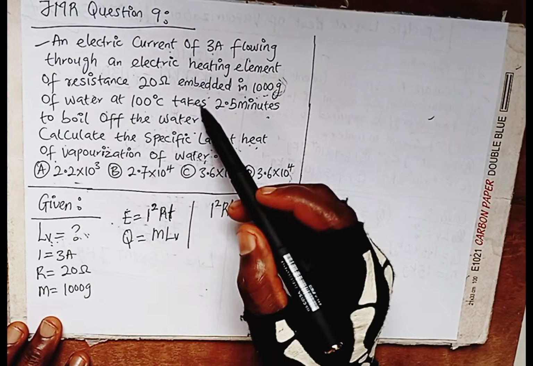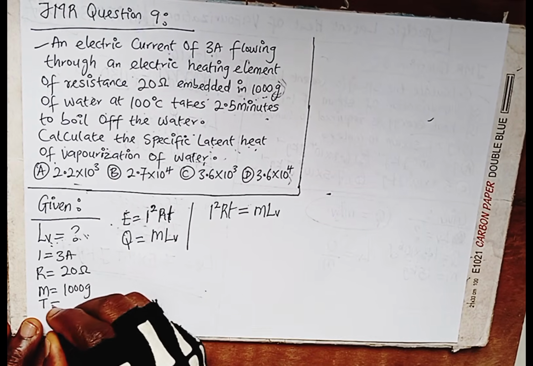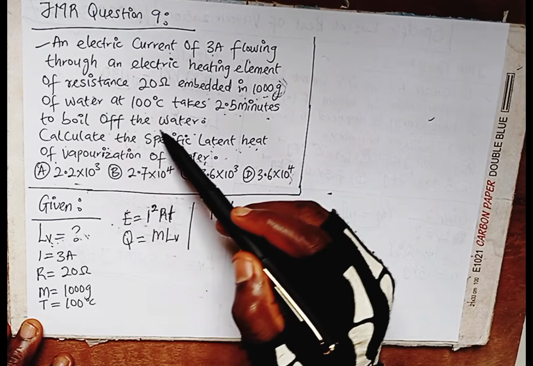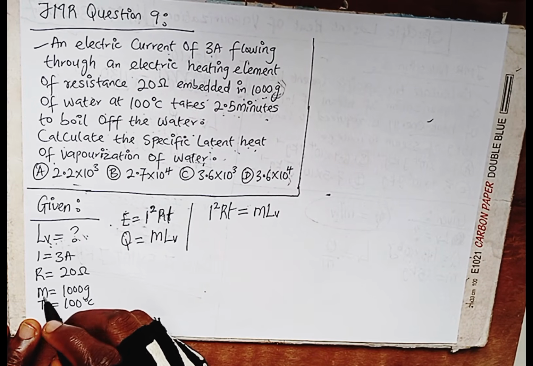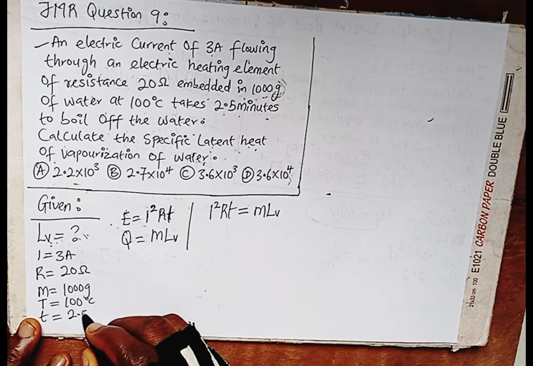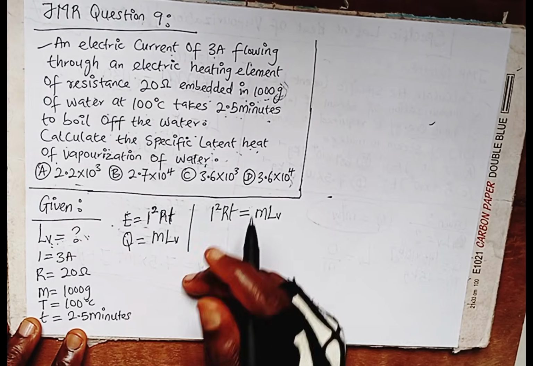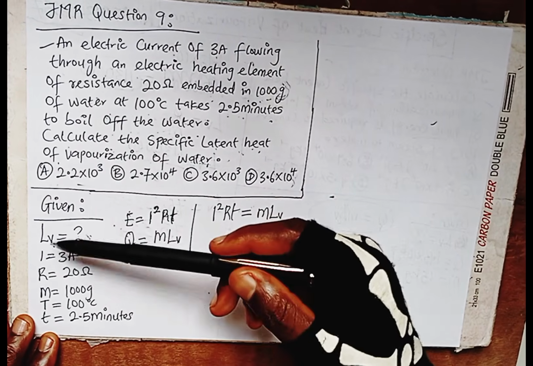So this 100 degrees Celsius is the normal boiling point of water. So let's put temperature equal to 100 degrees Celsius. It takes 2.5 minutes to boil off the water. Time, which is small letter t, is equal to 2.5 minutes. That's the time. So all these are the parameters given to us. They said we should look for this.